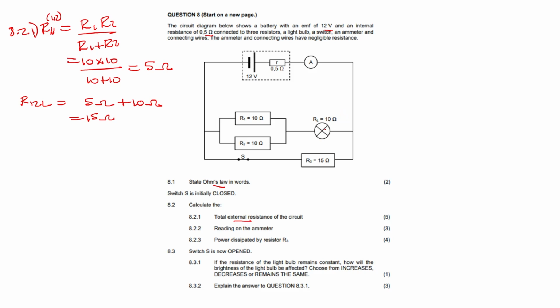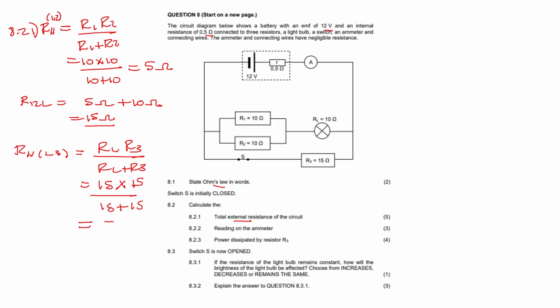But then the light bulb branch, right, is also in parallel with R3. So there we have another parallel, which is going to be the light bulb branch and resistor 3. So that is going to be, again, the product over the sum. Remember, the light bulb is in connection with that, so we've got to use the whole amount that we've just calculated, 15, times resistor 3, which is 15, divided by 15 plus 15. And that will give us an R parallel total of 7.5 ohms. That is going to be our R total or external total.